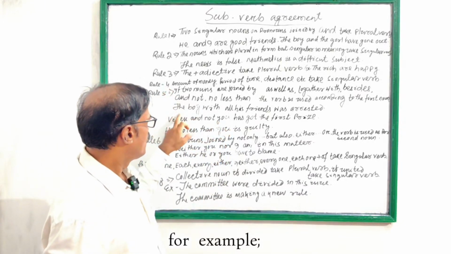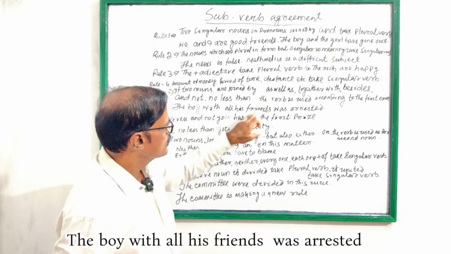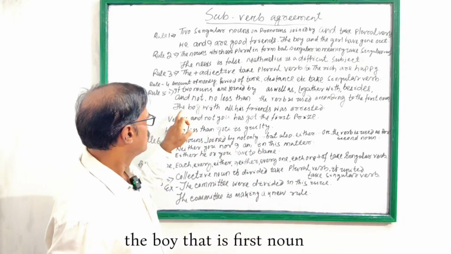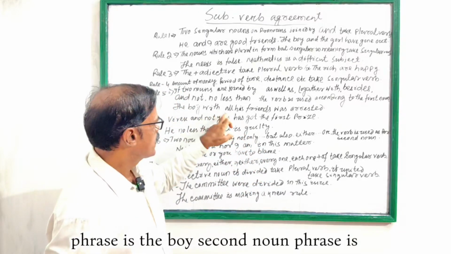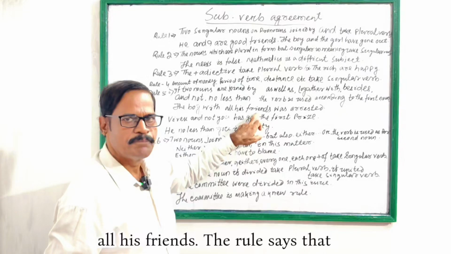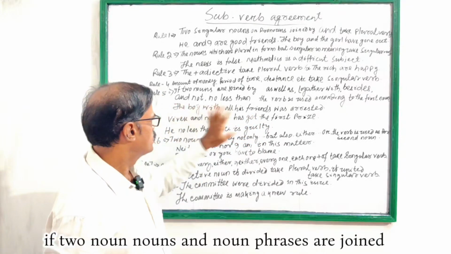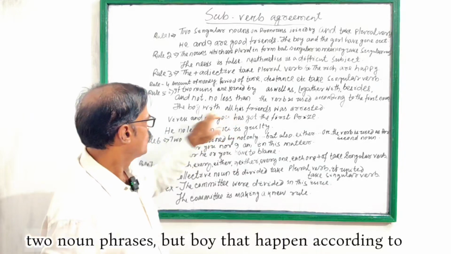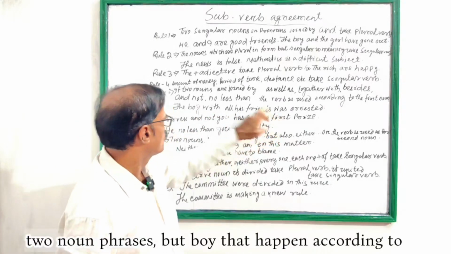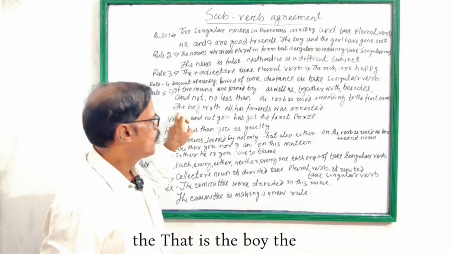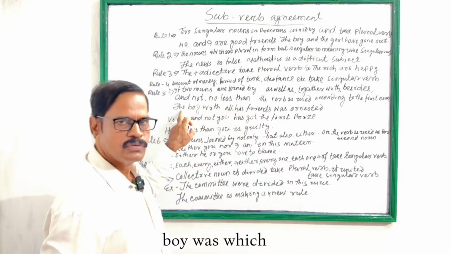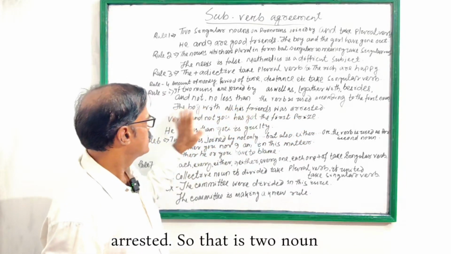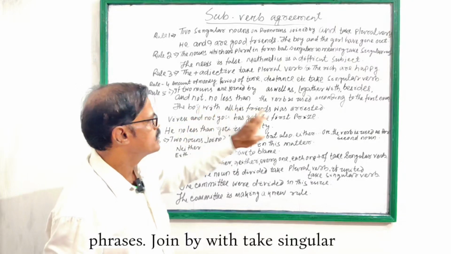Example: the boy with all his friends was arrested. You see, the first noun phrase is the boy, the second noun phrase is all his friends. The rule says that if two noun phrases are joined by 'with', here you see 'with' is in the middle of the two noun phrases, but the verb is applied according to the first noun, that is the boy. The boy was arrested. So two noun phrases joined by 'with' take a singular verb.